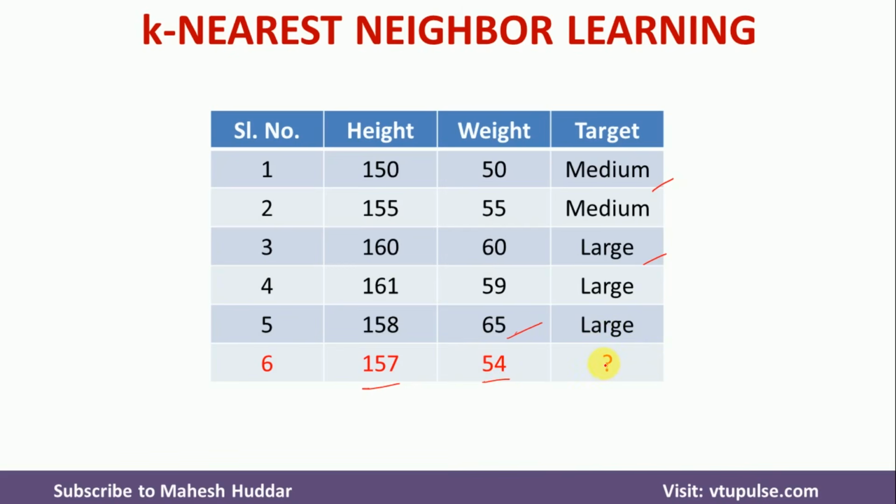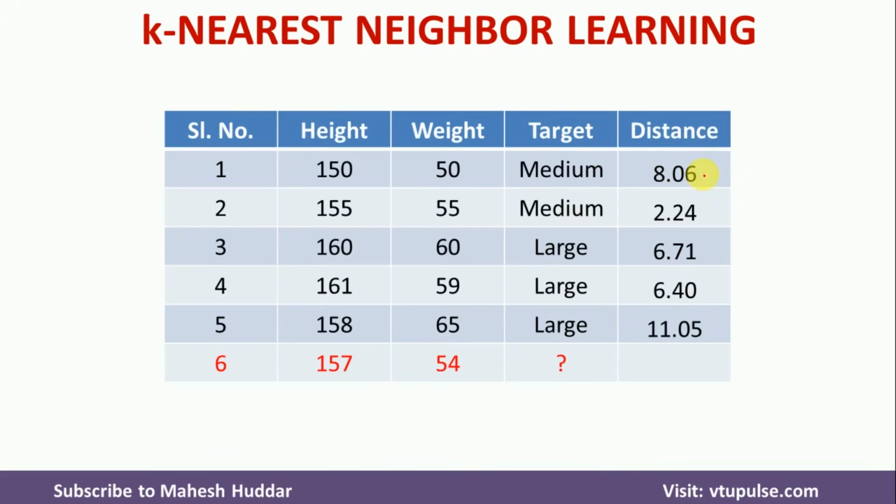So first we will calculate the distance from this new instance with respect to all the existing instances here. Now I have calculated the distance. This is the first, second, third, fourth and fifth distance I have calculated with respect to the new instance. The distance is calculated using Euclidean distance. The Euclidean distance formula is d equals the square root of (x2 minus x1) squared plus (y2 minus y1) squared.